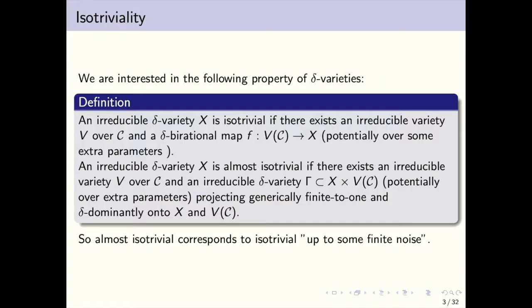Right, and so the definition comes from model theory. An irreducible delta variety X is isotrivial if there's a variety defined over the constants, just a normal variety, not a differential variety, and they are birationally equivalent. And the key point here is that potentially I need some extra parameters to define that. Where are the extra parameters? Anywhere, it could be anywhere. Although in fact you can prove that they can be points in X. But that's a theorem.